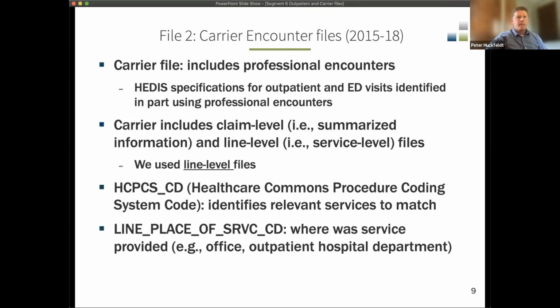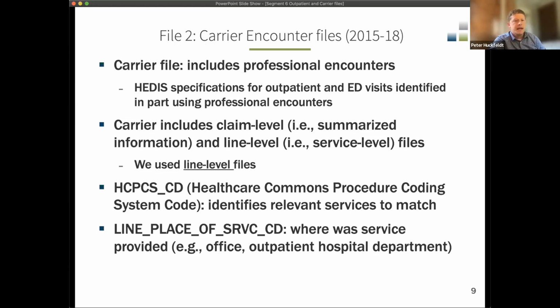So the second file that we used was the carrier encounter file. And just to review, the carrier file includes professional encounters received by Medicare Advantage enrollees. We needed these data because the HEDIS specifications for both the outpatient and ED visit rates are identified in part using the professional encounters.